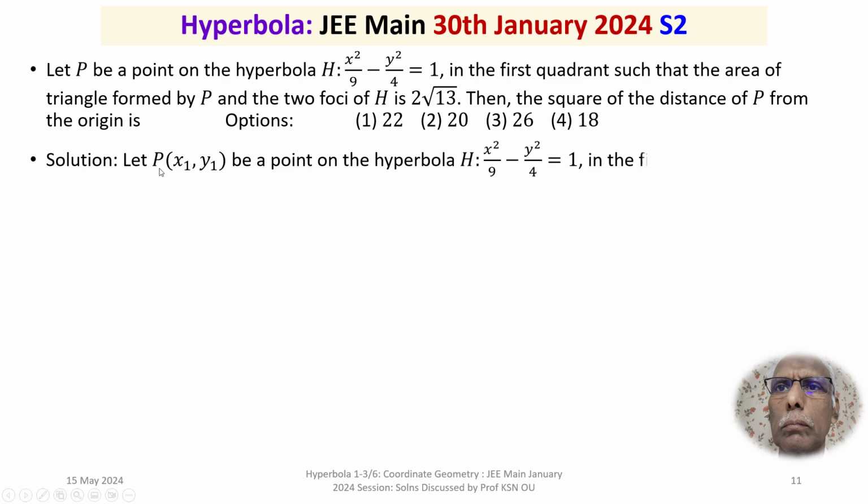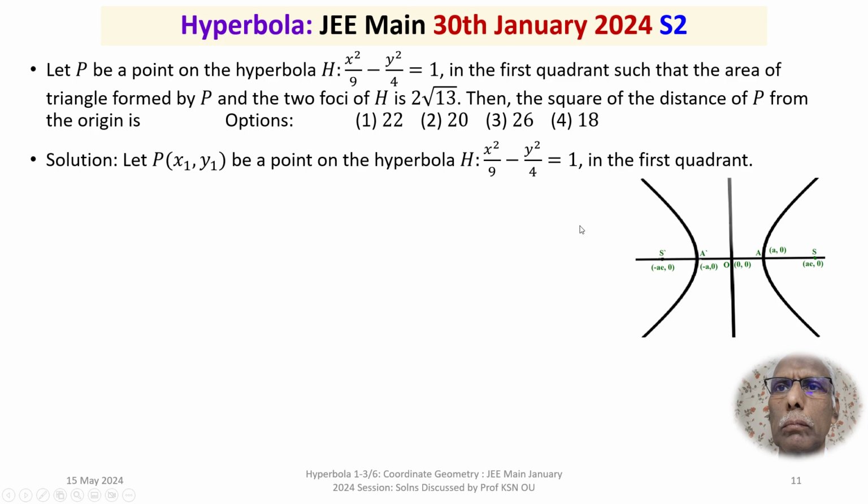Let P with coordinates x1, y1 be a point on the hyperbola h given by x square by 9 minus y square by 4 is equal to 1 in the first quadrant. This is the hyperbola and we are in the first quadrant. The point P is here. P is a point with coordinates x1, y1 on this hyperbola in the first quadrant.